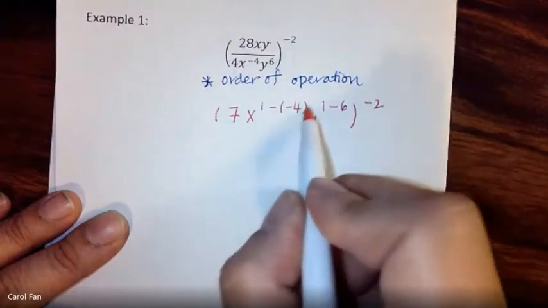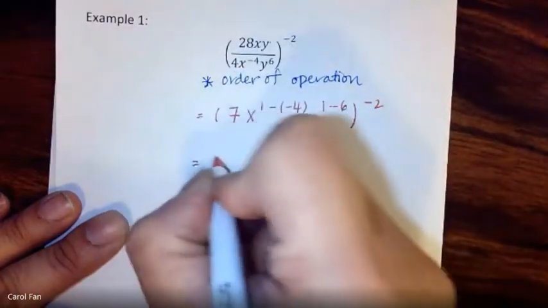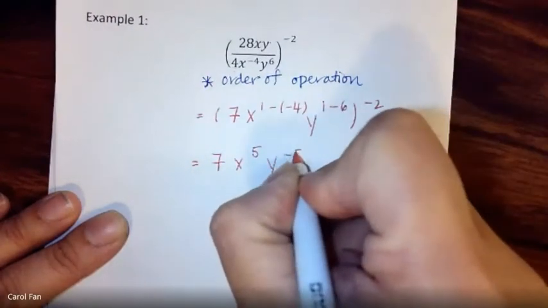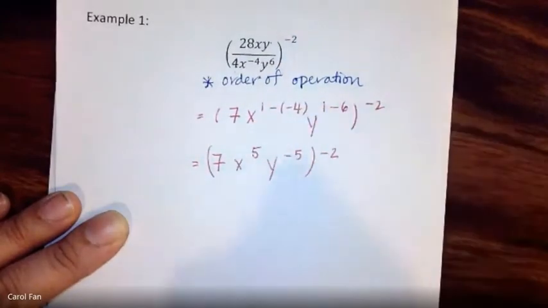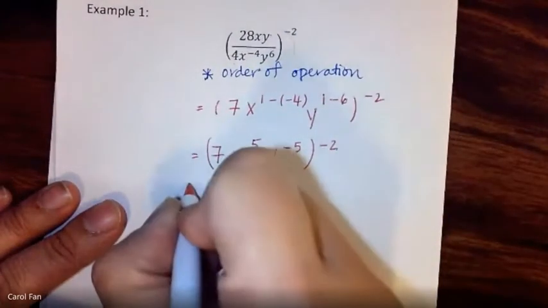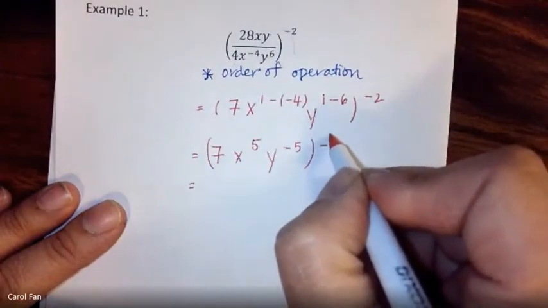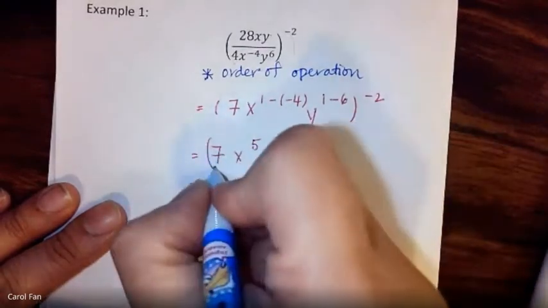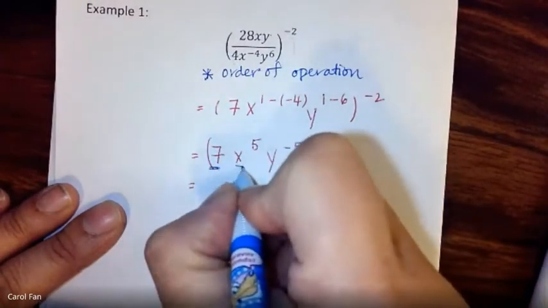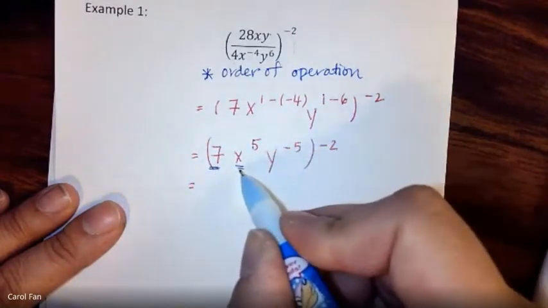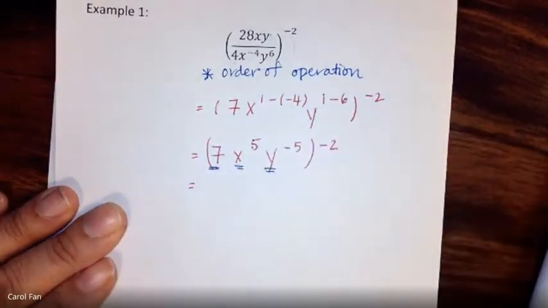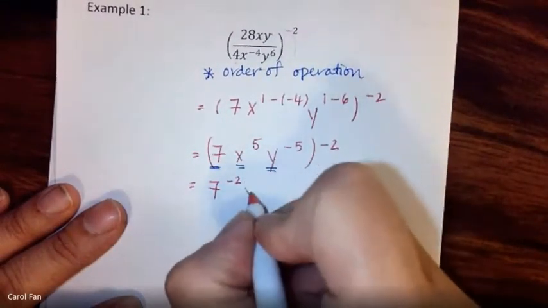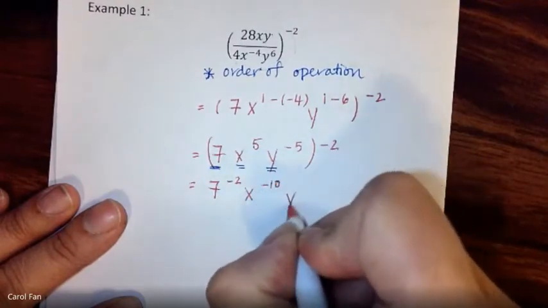So I'm going to simplify my exponents here in the next row. I have 7x to the power of 5, y to the power of negative 5, all of it to the negative 2. Now we're going to use our power rule and take the power and apply it to every single base inside our bracket. Inside our bracket, we have a base of 7, a base of x, and a base of y. So I have 7 to the power of negative 2, x to the negative 10, and y to the positive 10.